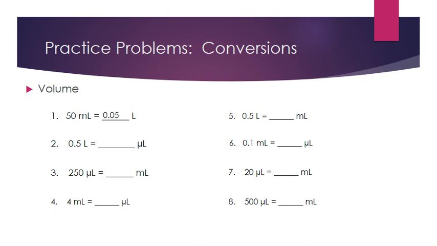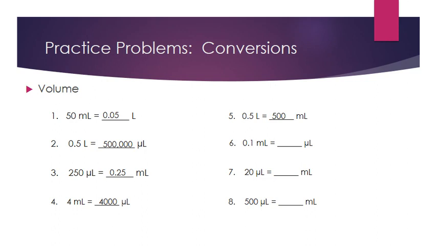0.5 liters converted to microliters. You're going to move your decimal to the right, and you will end up with 500,000 microliters. 250 microliters converted to milliliters, and you will have 0.25 milliliters. Now, 4 milliliters converted to microliters equals 4,000 microliters. 0.5 liters converted to milliliters. Going to move your decimal to the right. You will have 500 milliliters.